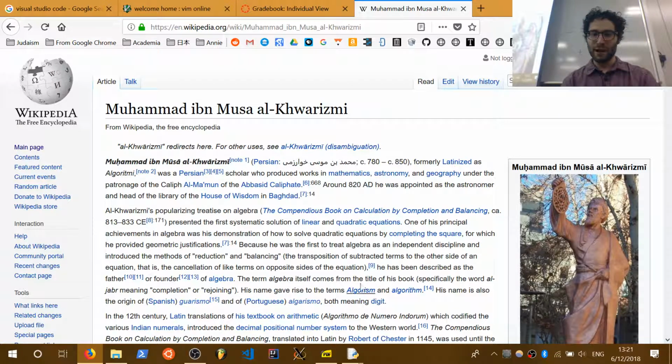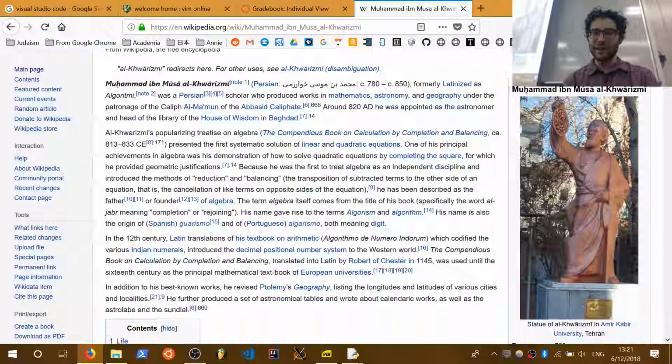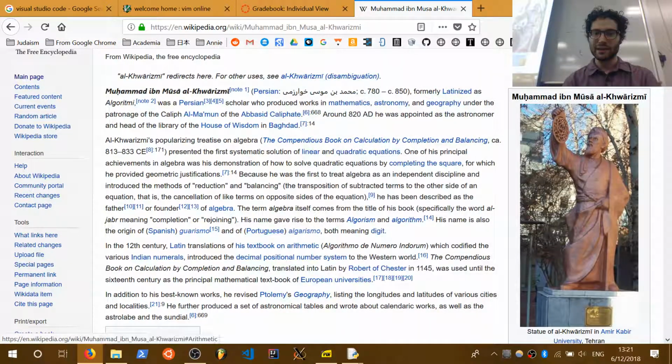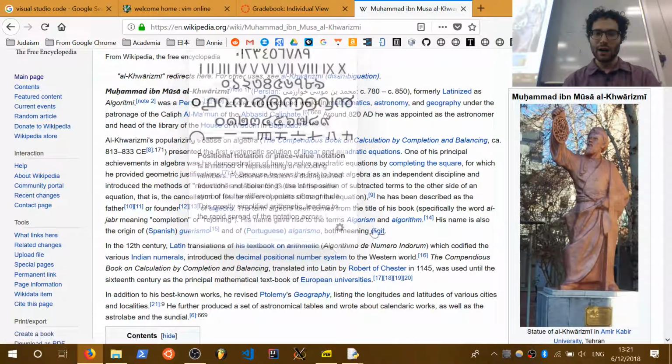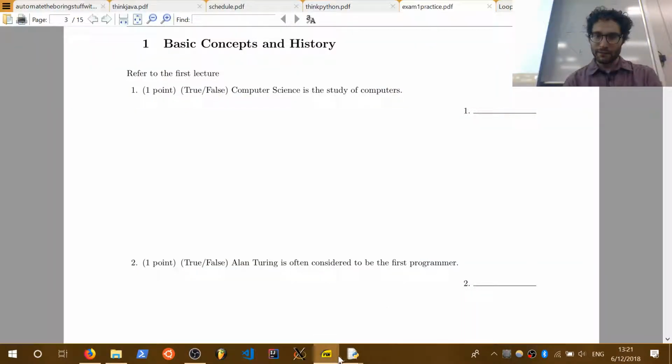So the term algebra itself comes from his book called specifically the word algebair, meaning completion or rejoining. And his name became Latinized, they translated it into Latin, and so his name got Latinized into Algormitty, which is where you get algorithm from. So the word algorithm is named after him. So he did a lot of fairly interesting stuff. But that's where the word algorithm comes from.